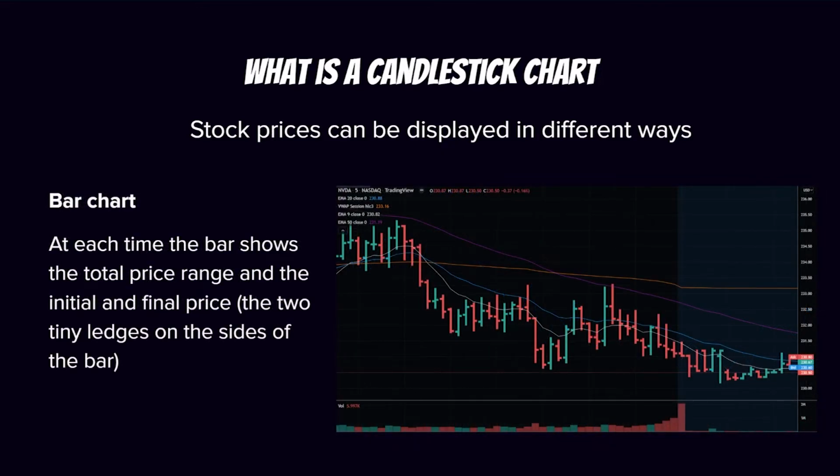Another kind of chart, which I haven't seen used by many traders, to be honest, is the bar chart, as it is called on TradingView. This already gives you more information, because for each bar you can see there are two little ledges, showing the opening price and the closing price. The range of the bar shows how much the price has gone up or down after the open and where it closed.